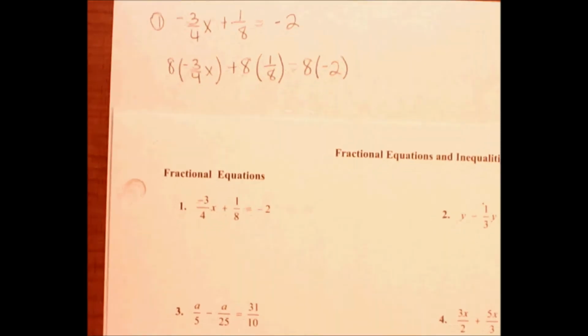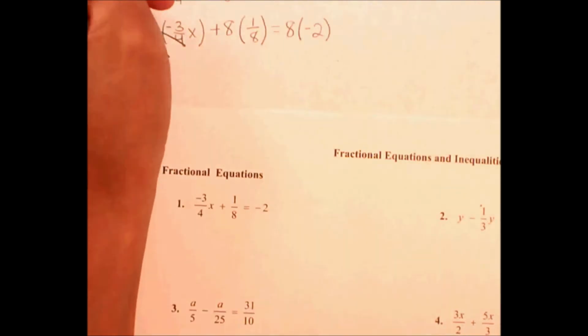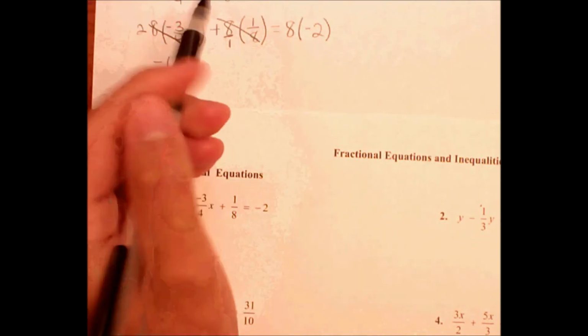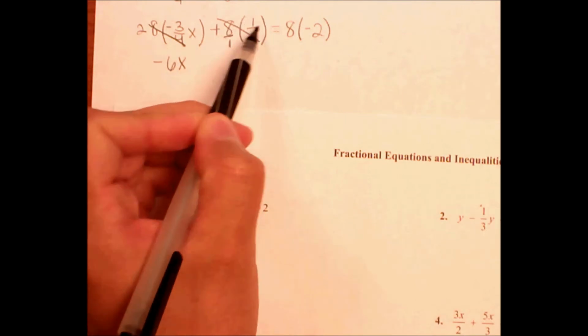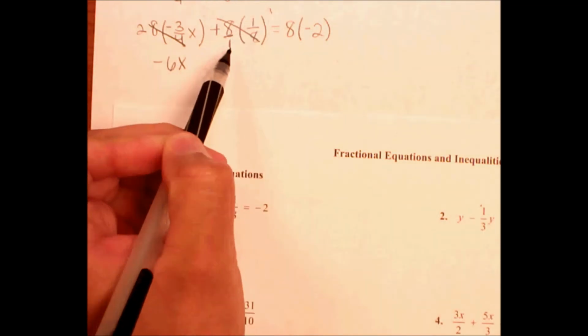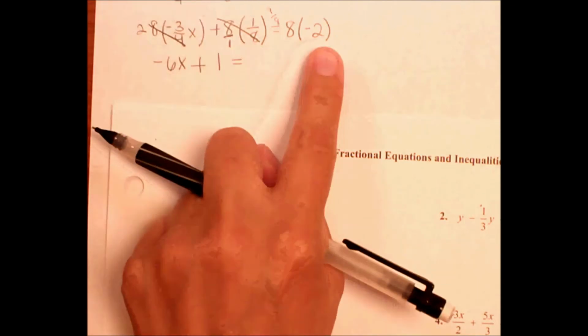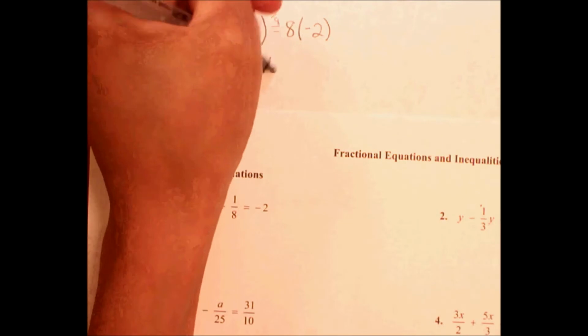Alright, so what happens here is you end up with 2 times negative 3x, which is negative 6x. The 8's cancel out here because remember this is the same thing as saying 8/1. If I multiply 8 times 1, multiply across, you end up with 8. If I multiply 1 times 8, you end up with 8. 8 divided by 8 is 1. And then 8 times negative 2 is negative 16.